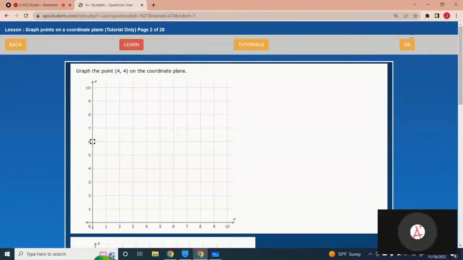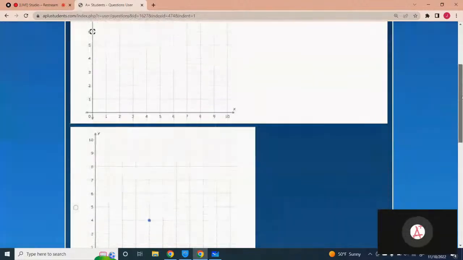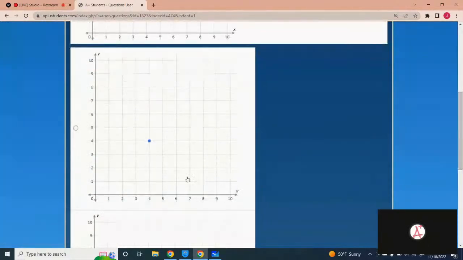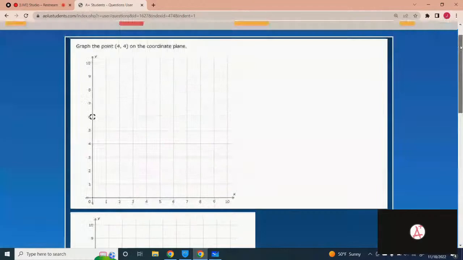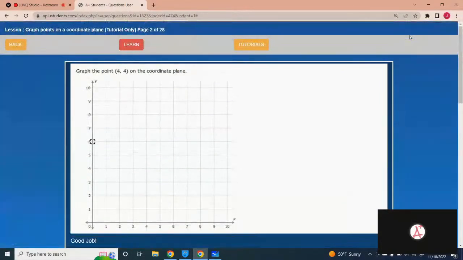Okay, the next one is graph the point 4, 4 on the coordinate plane. Okay, you have two options. Let's see which one is the correct one. Is this the correct one? Match it to the x-axis. Yes, x is 4 and 4 on the y. The first option is the correct one. Got it? Just select the correct option and click on the OK button.